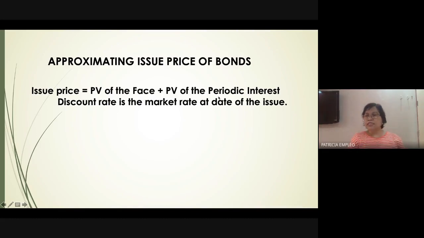For term bonds, the interest is to be paid periodically such that equal amounts will have to be paid based on the face of the bonds. To compute for the present value, again, the discount rate to be used will be the market rate at the date of the issue. Because this is periodic equal interest, the PV factor that we will use will be based on table 4 of the present value tables. Table 4 is present value of ordinary annuity.